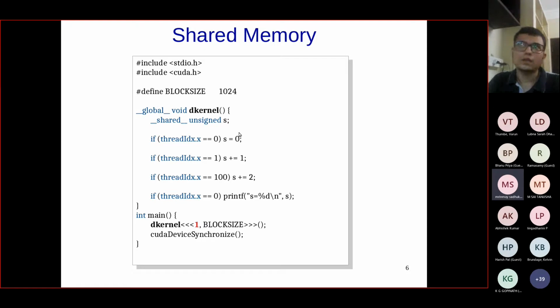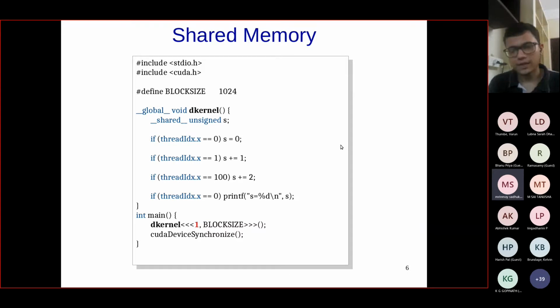Now, let us say we have this common variable across all the threads. What will be the typical execution flow? Thread with ID 0 initialized s to 0. Then thread with ID 1 made s plus equals 1, so it incremented the value of s, and s is now 1. Then thread 100 incremented the value by 2, so its value is now 3. And then thread 0 printed the value of s, which is 3. So 3 is one of the possible outputs of this code snippet.